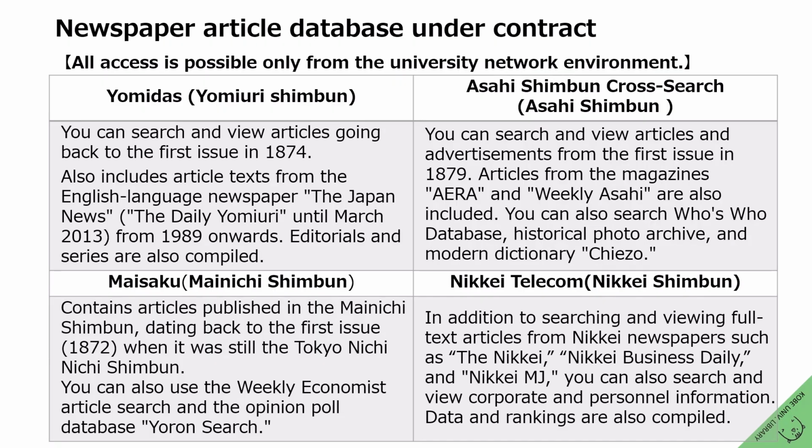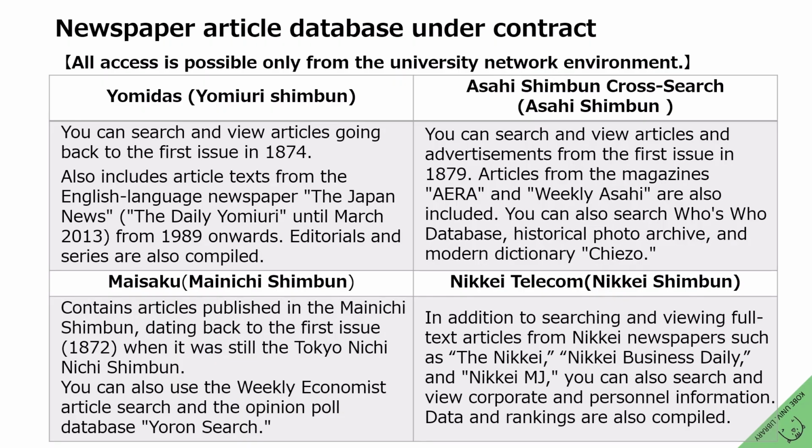The number of simultaneous accesses refers to the number of accesses by Kobe University members at one time. In the case of the newspaper article database, the number of simultaneous accesses is small, so if you cannot get through, you will need to try again after some time. Also, please be sure to log out for others when you are done using the database.